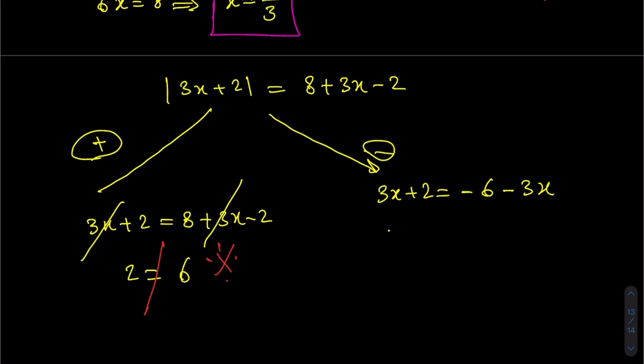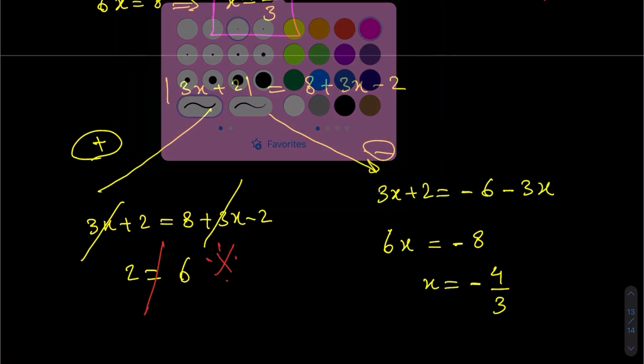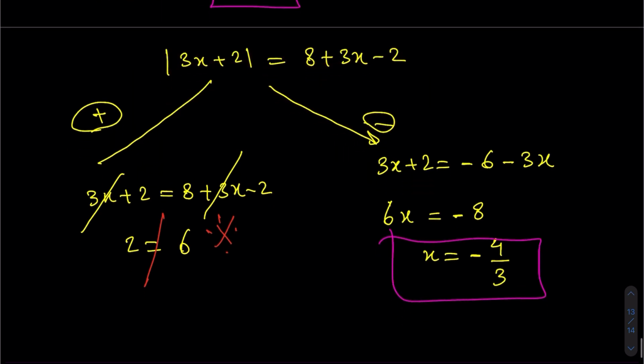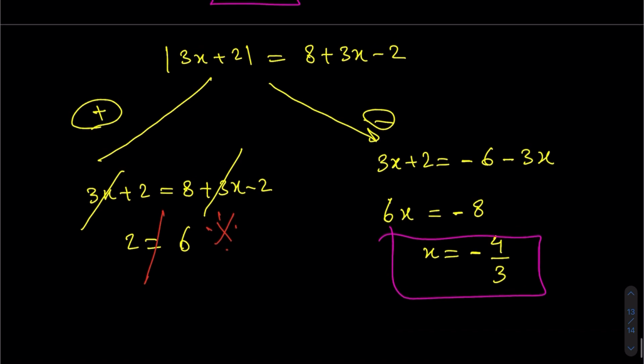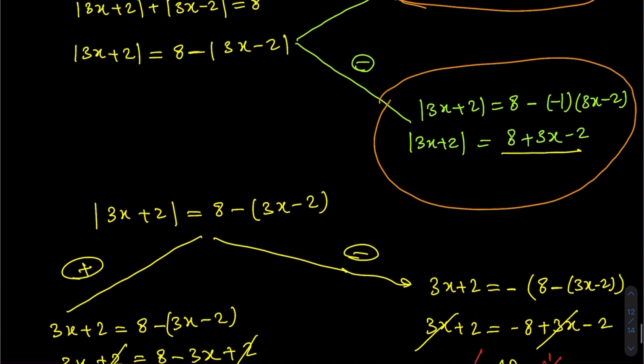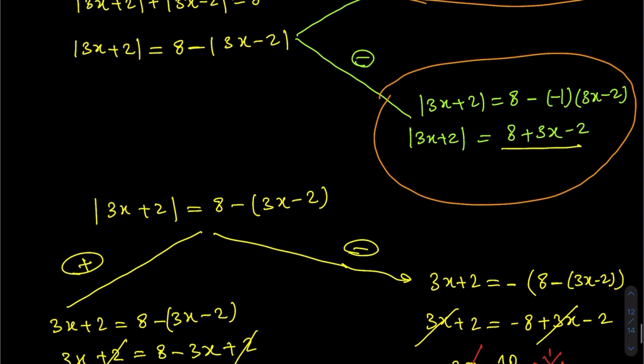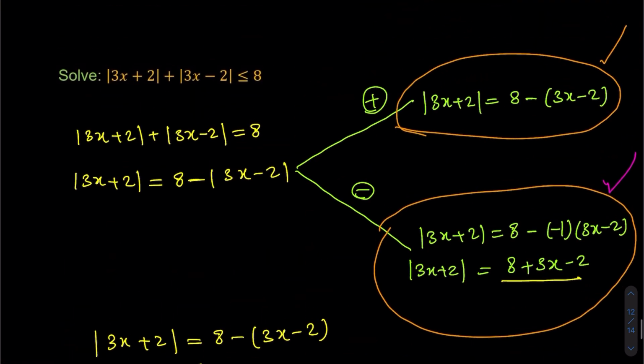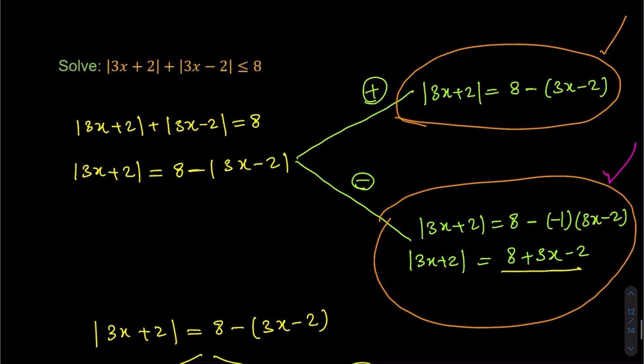So let me write 6x. 6x will be equal to negative 8, and then the value of x finally will be equal to negative 4 over 3. So this one is another critical value that we have found here. So we have found two critical values, and we are also done with this part. Okay, so we have done with both cases.